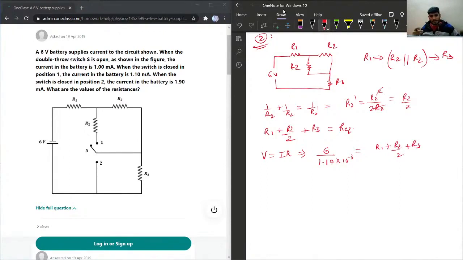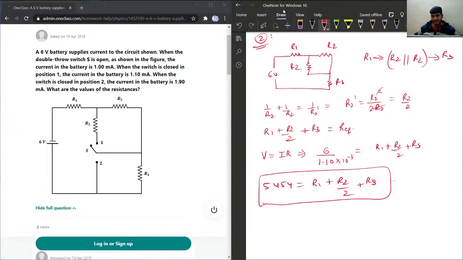So I'll just use my calculator. 6 divided by 1.1 will be 5454. This will be 5454 equal to R1 plus R2 by 2 plus R3. So this is our B equation. And we'll move for third case.